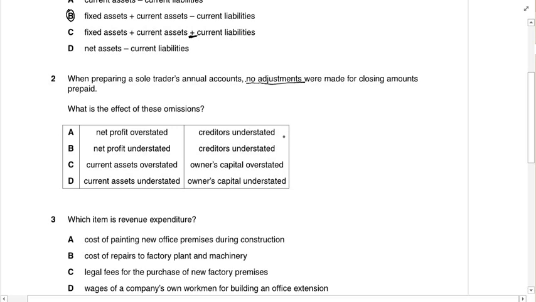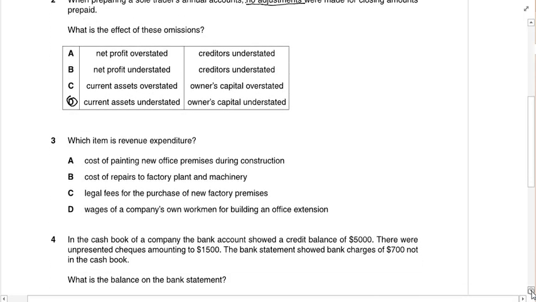Then let's look at alternative B. Net profit understated, that's true, but there is no relationship with creditors. So we move on to C. Current assets overstated, that's a lie, because the prepayment would not have been included. Owner's capital overstated, that's a lie. We need the opposite of this, right? So current assets understated, yes, that's true. Owner's capital understated, so the correct answer would be D, right? Then we move ahead.